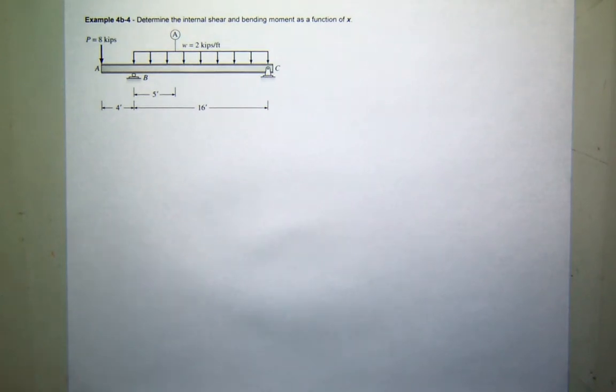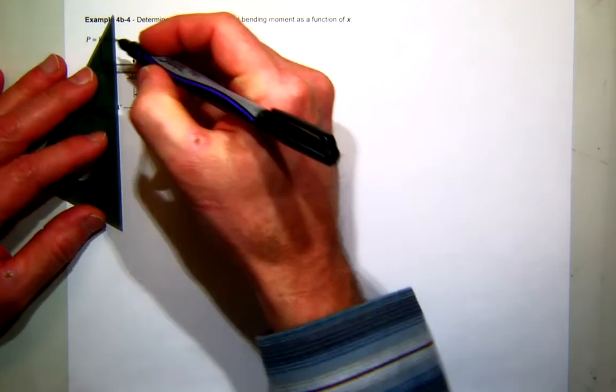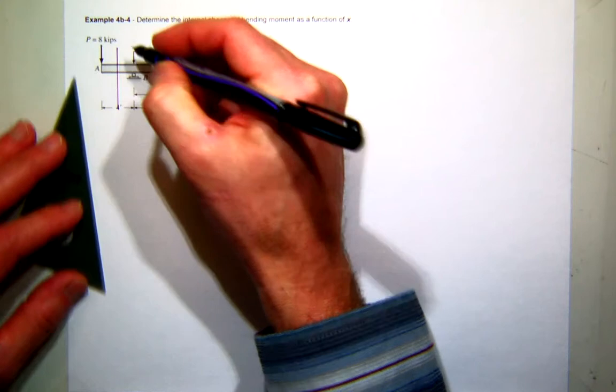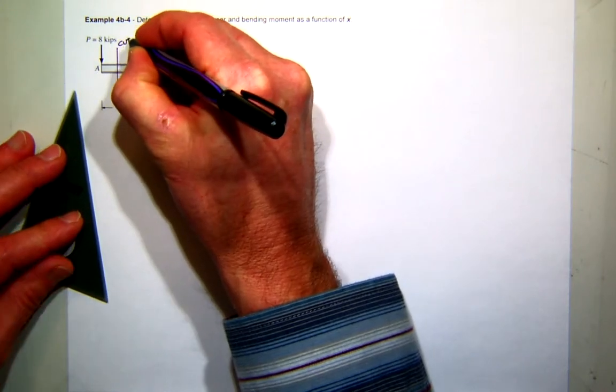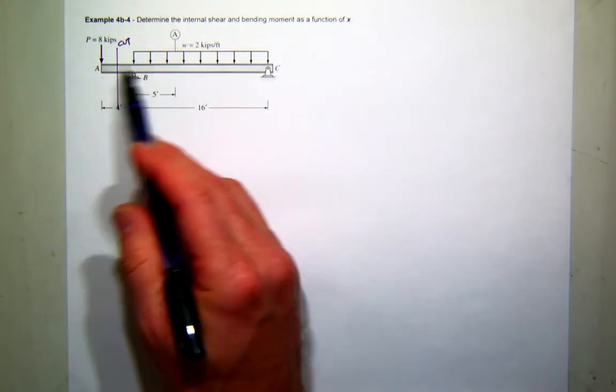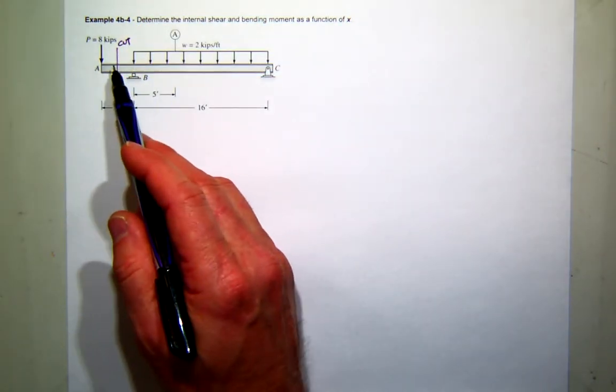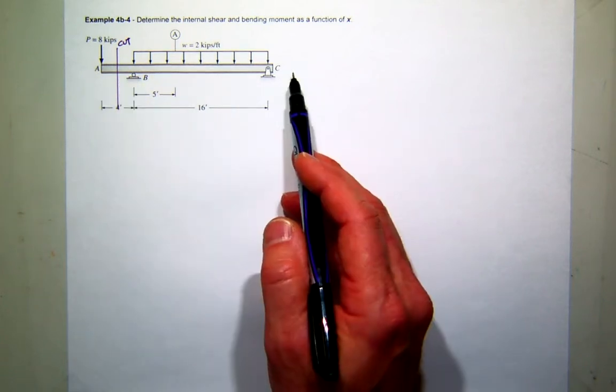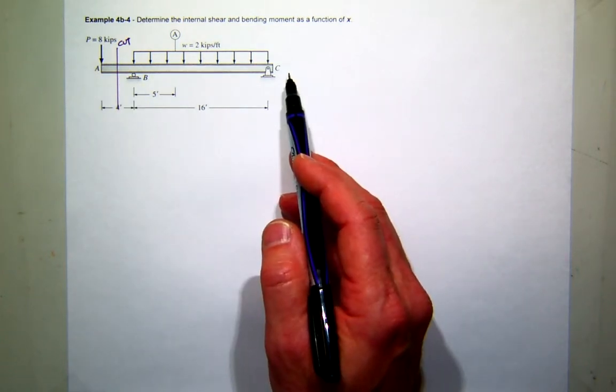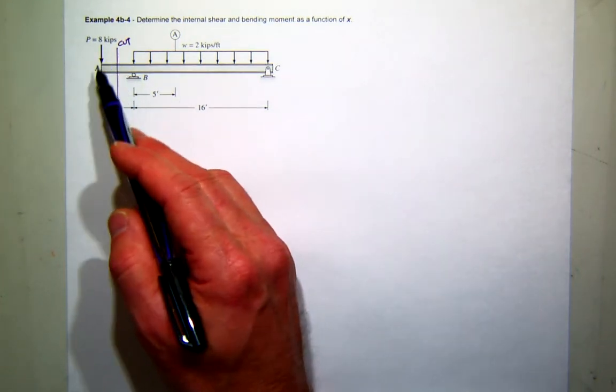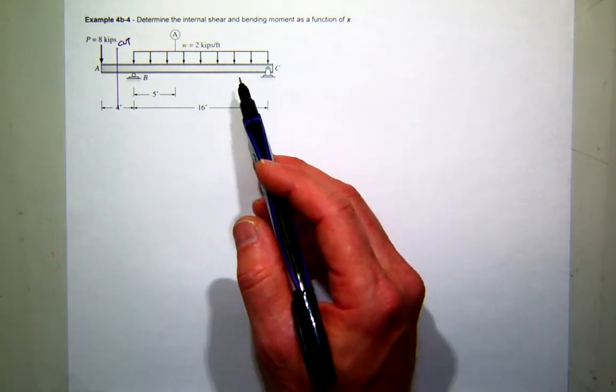So before we get started, let's just imagine a cut somewhere there between 0 and 4. Would you want to work the left side or the right side? I think the left's an easy one there. So I wouldn't need any of my reactions. I could go ahead and start that right now.